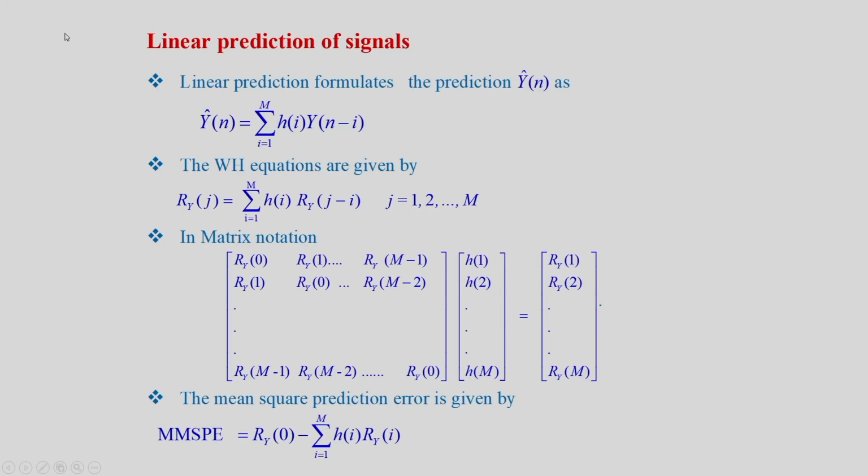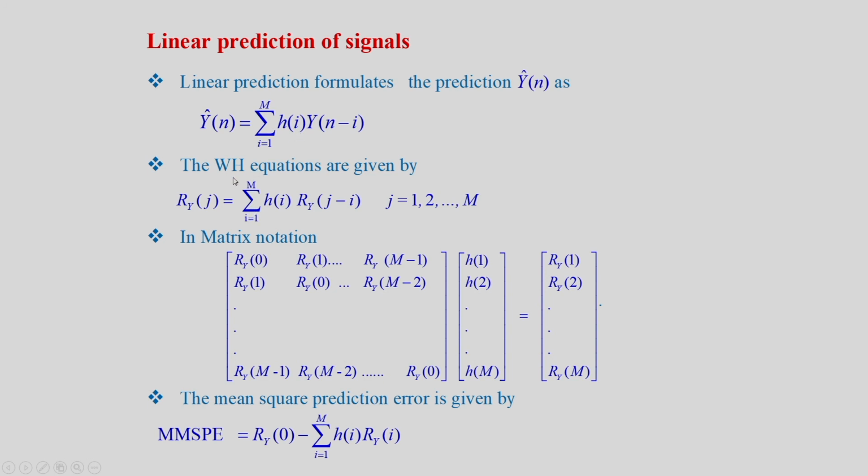We considered one application, that is linear prediction of signals. The linear prediction problem was formulated as follows: y hat n is equal to summation h i into y[n minus i], i going from 1 to m. So this is the linear prediction, or forward prediction problem.